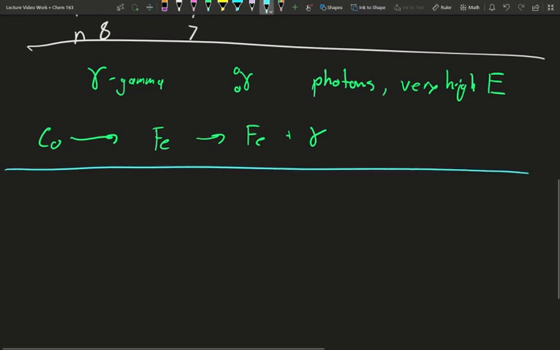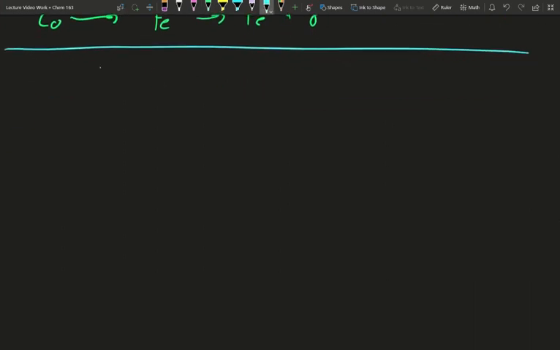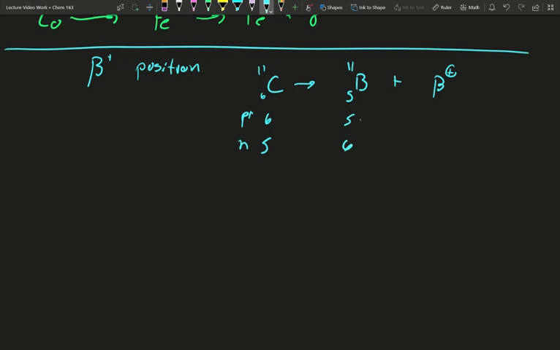In addition, it's actually more related to our beta from earlier, there's a beta plus, positron. In this case, we can have something like carbon-11 break down into boron-11 and a beta particle, beta plus, a positron. What's happening here? My protons, my neutrons, 6 and 5, and then 5 and 6. I've lost one proton, I've gained one neutron. So effectively, a proton has converted to a neutron. But we can't get rid of that positive charge.